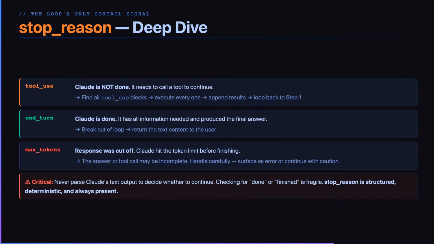Max_tokens means the response was cut off before Claude finished, because it hit the token limit you set. The answer or tool call may be incomplete. Handle this carefully. And the critical warning: never parse Claude's text output to decide whether to continue. Checking for words like done or finished is fragile and unreliable. Stop_reason is structured, deterministic, and always present. Use it.